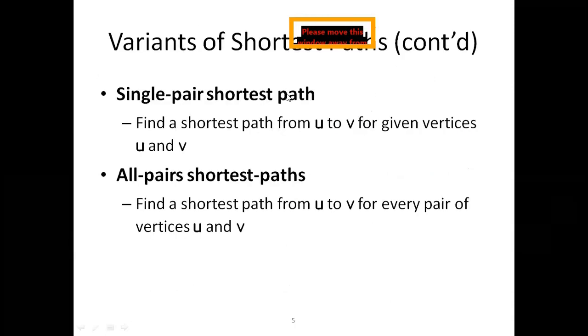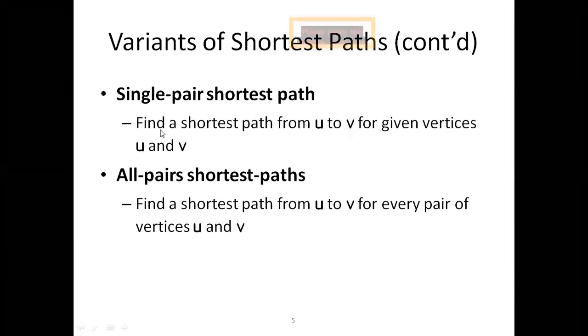Variants of shortest paths. What are the different variants? Single pair shortest path and all pairs shortest path. Single pair shortest path means finding a shortest path from u to v for given vertices u and v. That is the single shortest path from vertex u to vertex v for the given vertices. That is a single pair shortest path.